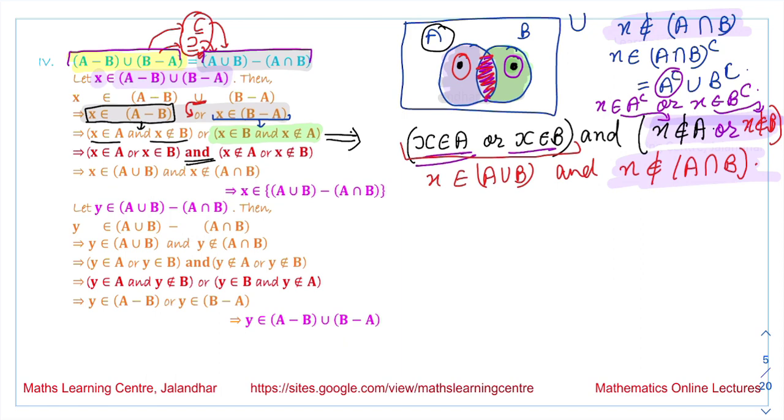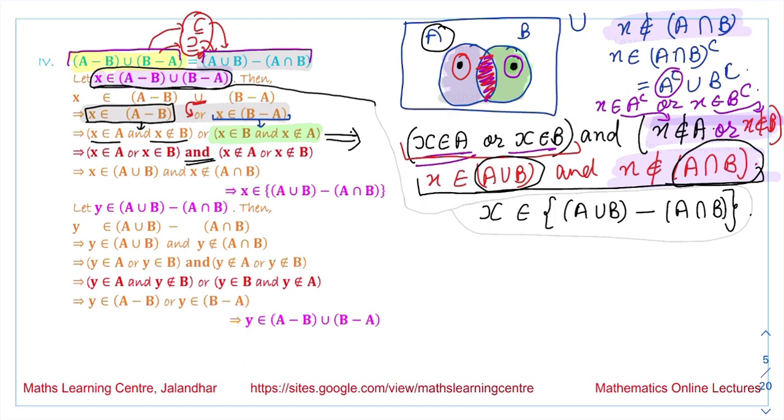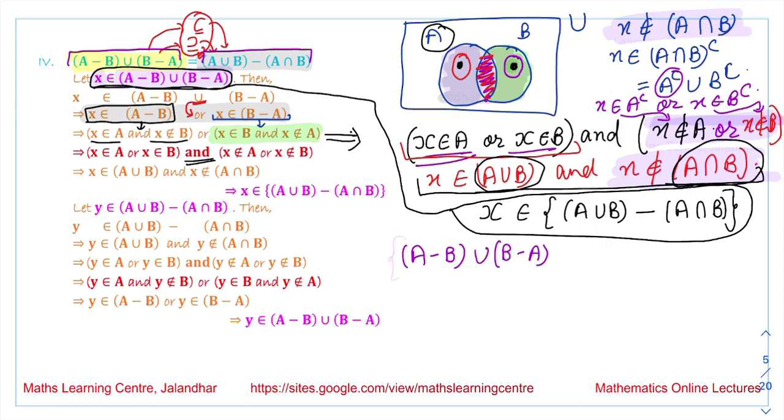Now from these two results, that X belongs to A union B and X does not belong to A intersection B, we can write X belongs to the set A union B minus A intersection B. That is, X is from this set, but it does not contain the elements of A intersection B. So what we have proved is, we started this proof from the result that X belongs to A minus B union B minus A, and we have proved that X belongs to A union B minus A intersection B. So we have proved that A minus B union B minus A is a subset of A union B minus A intersection B.